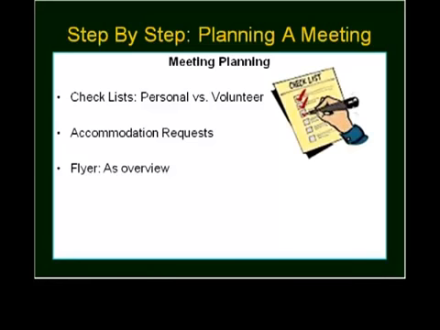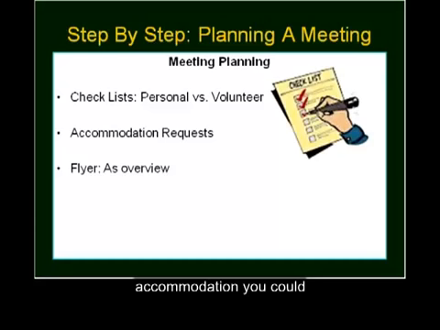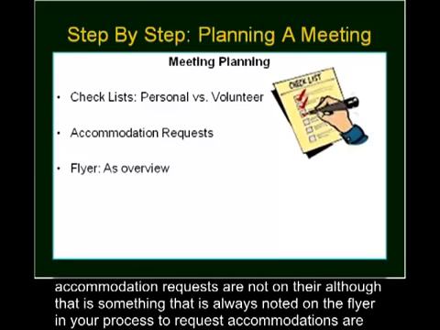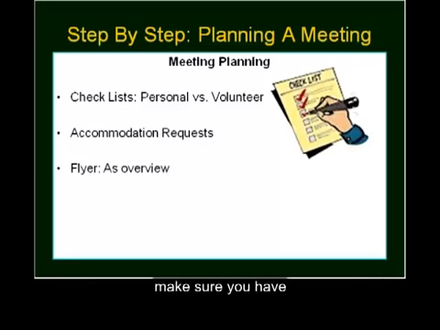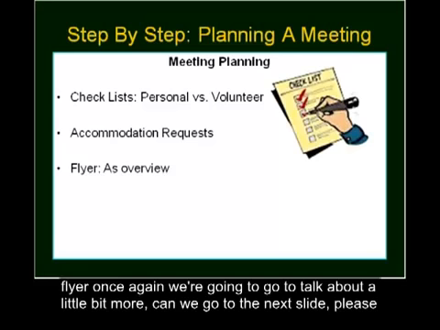The next thing is something that's not on the checklist, accommodation requests, and that's just because depending on the accommodation, it gets more specific. Keep in mind that accommodation requests are not on there, although that is something that is always noted on the flyer. But your process to request accommodations or to make sure you have interpreters present, for example, is individual and by center. So the last thing is the flyer, which again we're going to go to in a little bit and talk about a little bit more.